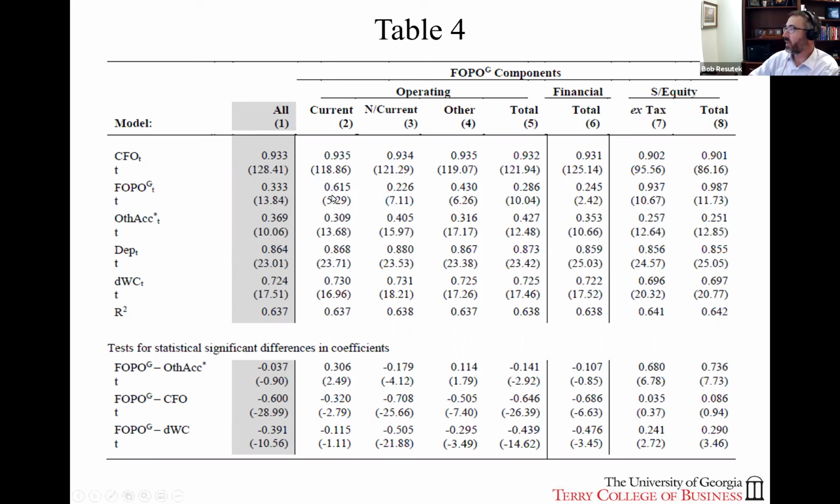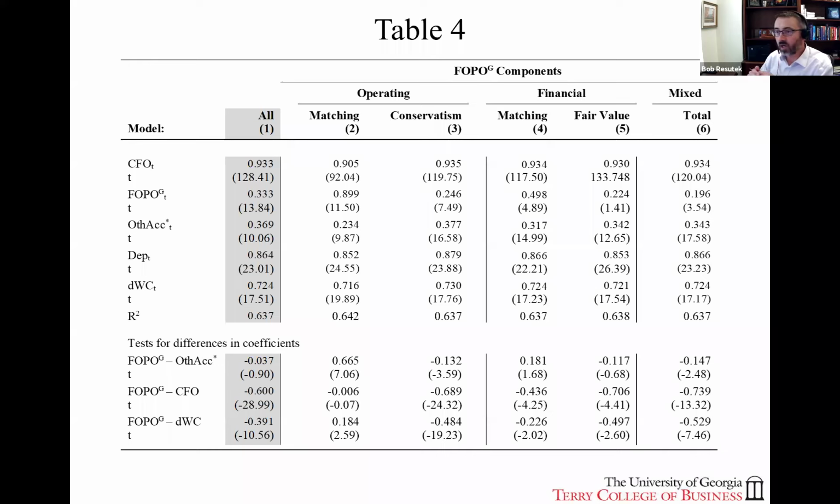The current operating ones are more persistent than the non-current ones. The financial FOPO accruals are the least persistent. These are the fair value accruals. Stock-based compensation seems to be the most persistent, almost indistinguishable from that of cash flow. So we have different groupings in here. You could quibble with how we group them, and you'd be fair to do so, but what we're trying to show is just that the persistence differs based upon measurement rules. Okay.